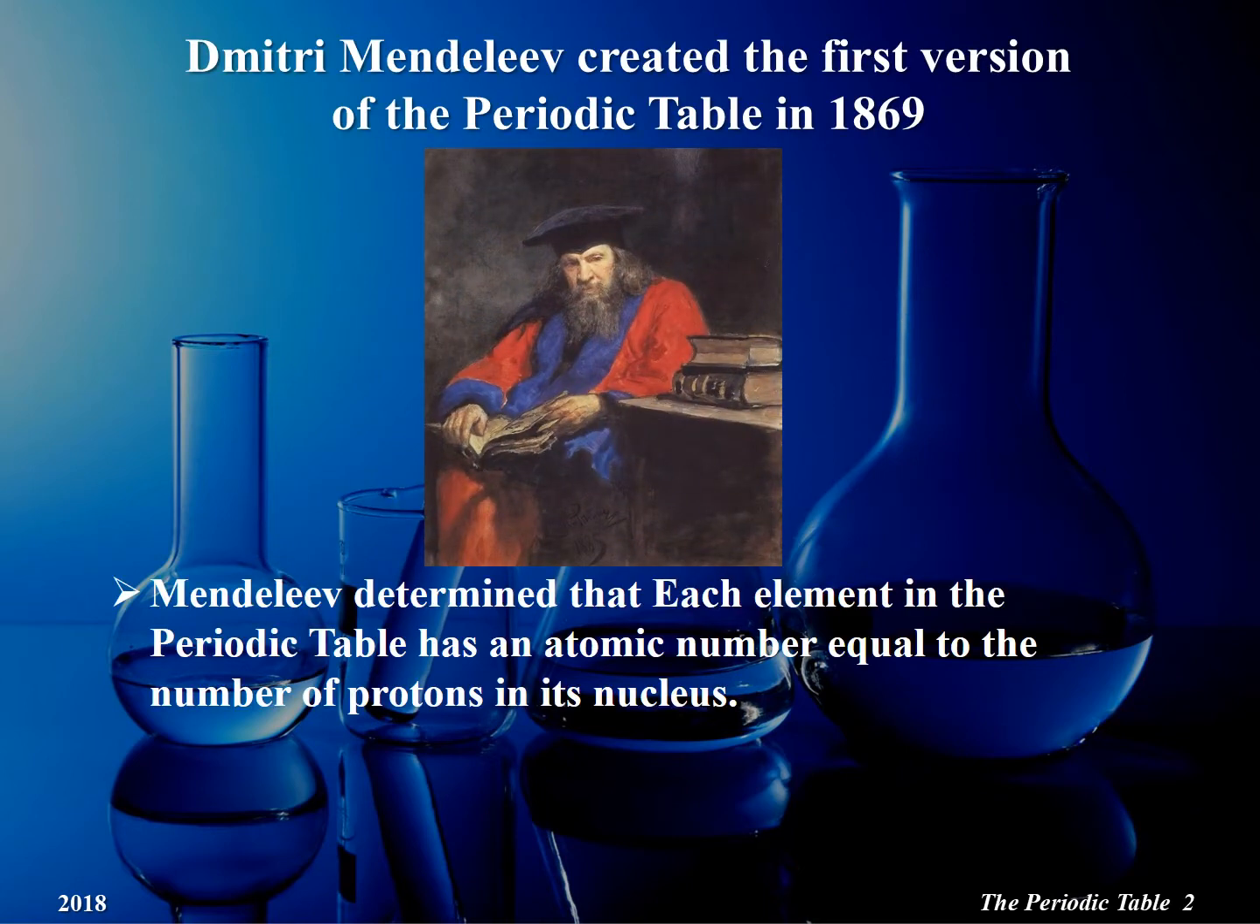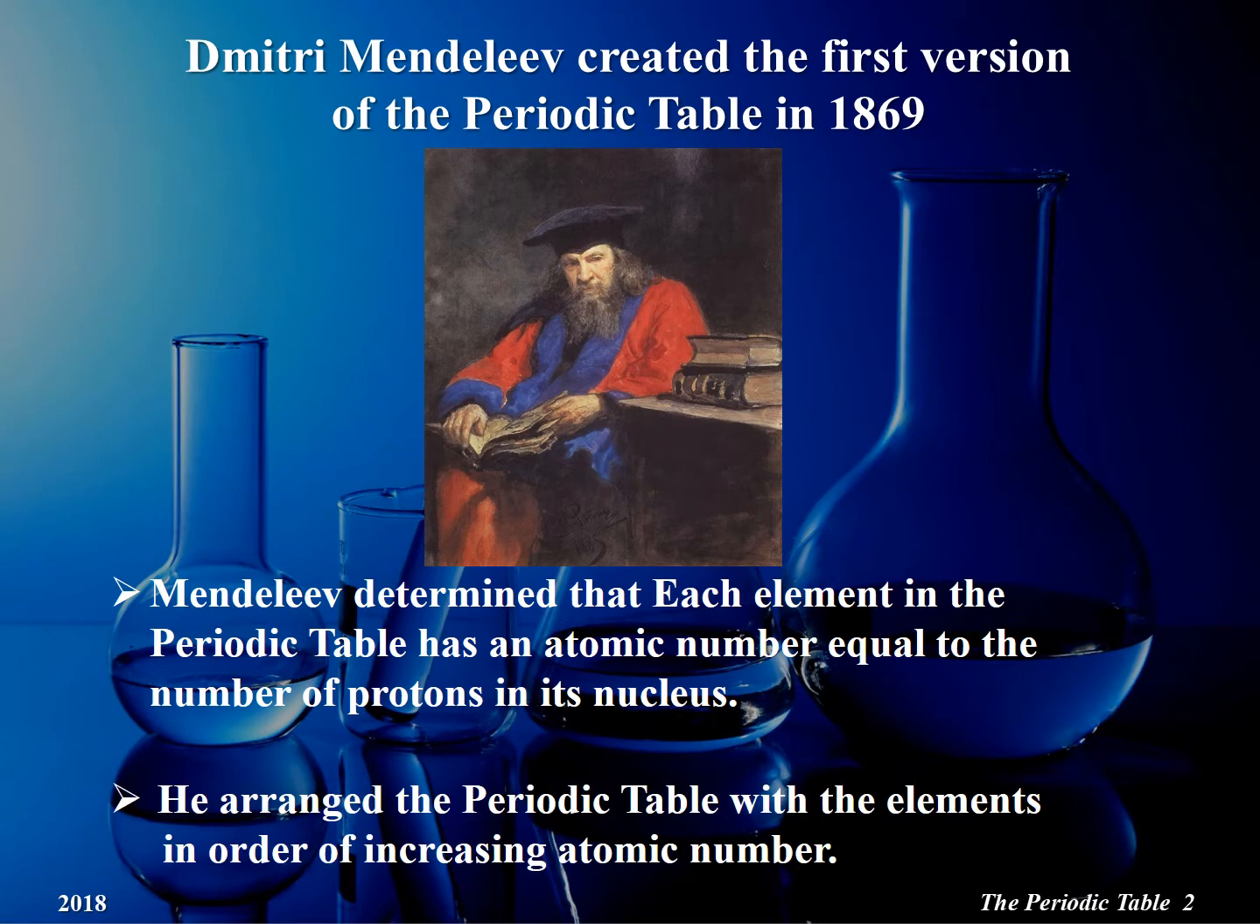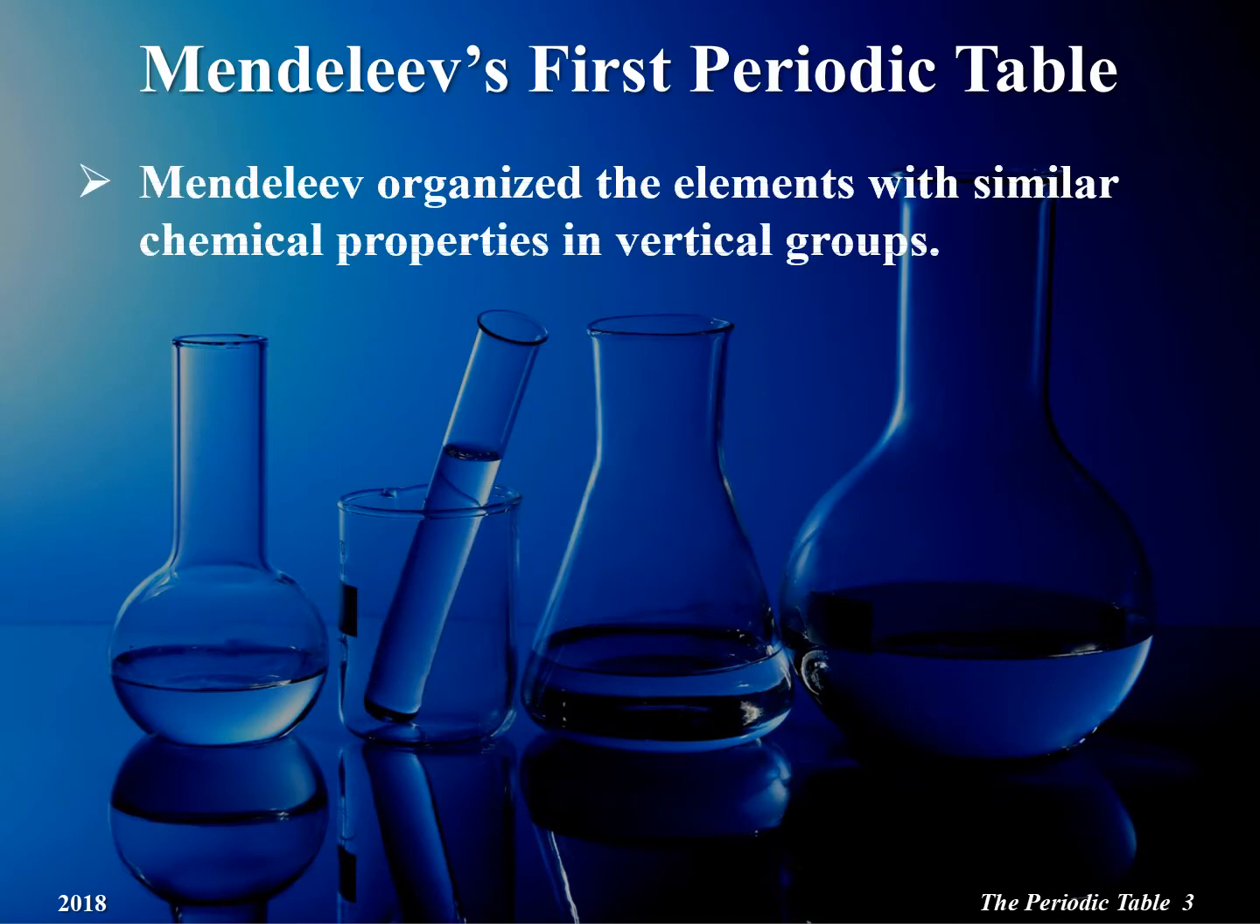Dmitry Mendeleev created the first version of the periodic table in 1869. Mendeleev determined that each element in the periodic table has an atomic number equal to the number of protons in its nucleus. He arranged the periodic table with the elements in the order of increasing atomic number. In his first periodic table, Mendeleev organized the elements with similar chemical properties in vertical groups.